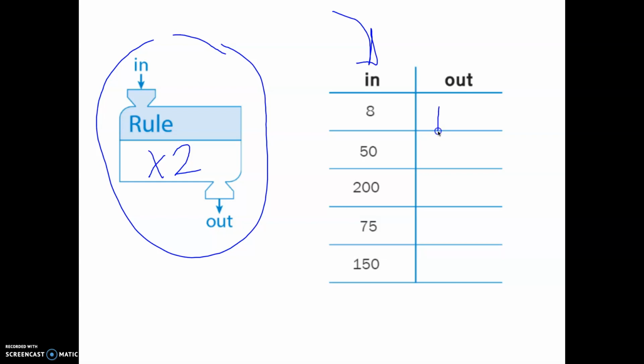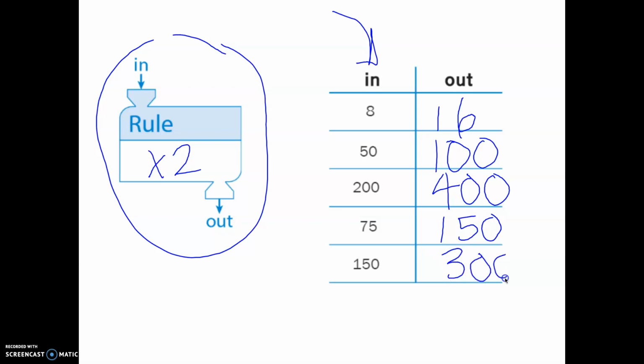8 times 2 is 16. 50 times 2 is 100. 200 times 2 is 400. 75 times 2 is 150. 150 times 2 is 300. Times 2 is also, and any multiplication is also just repeated addition. So times 2 would be 8 plus 8, 50 plus 50, 200 plus 200, and so on.